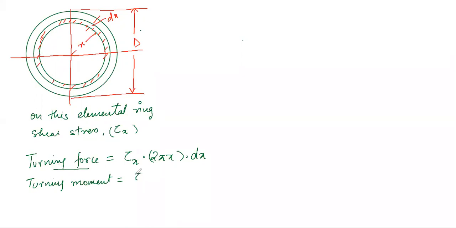So what is your turning force? dx into 2 pi x into dx. This is your turning force, right? Into x is defined as your turning moment. So you can see that this turning moment belongs only to this particular elemental ring. If you want to calculate how much turning moment is generated in the whole shaft, you can write it in this way.